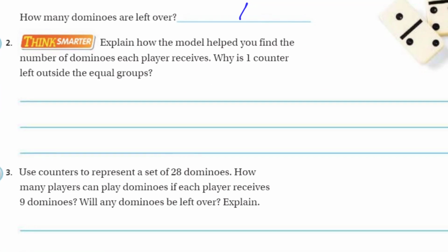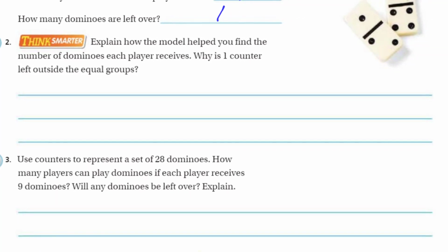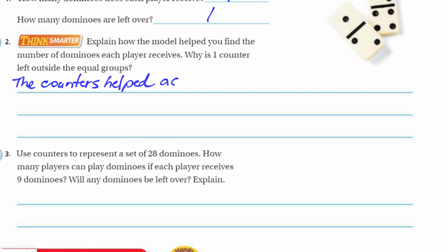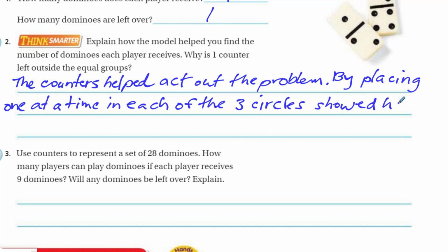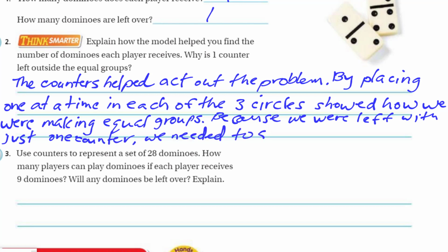Cool. Think smarter. Explain how the model helped find the number of dominoes each player receives. Why is one counter left outside the equal groups? Let's see. I would say the counters helped act out the problem by placing one counter at a time in each of the three circles. It showed how we were making equal groups, because we were left with just one counter. We needed to state it was the remainder.